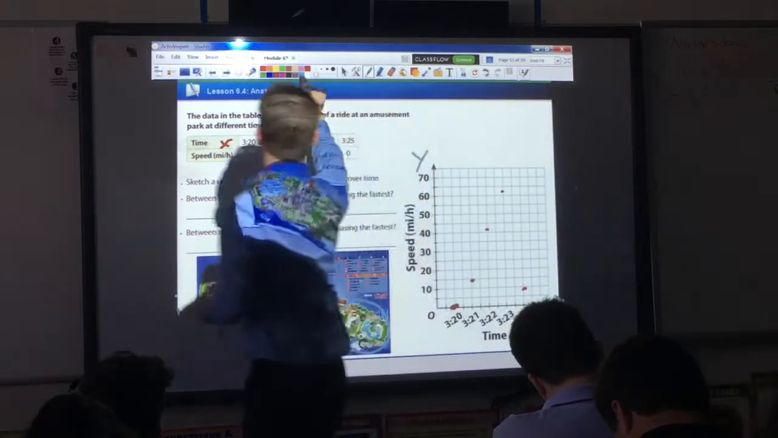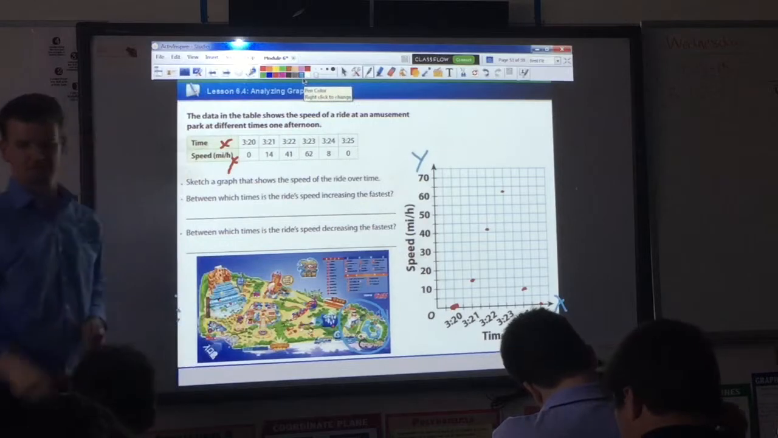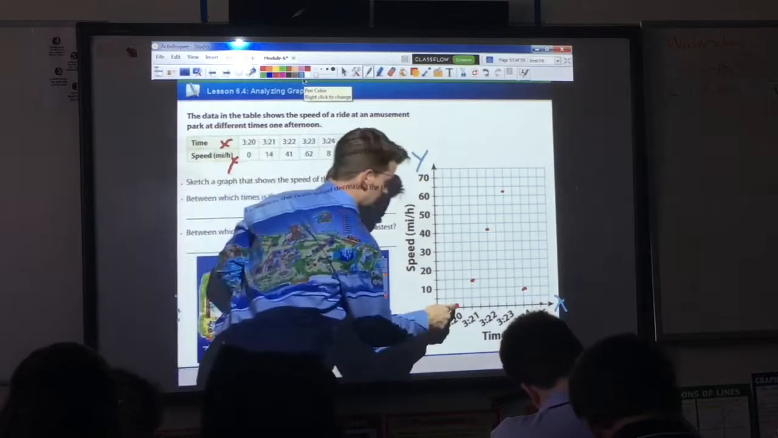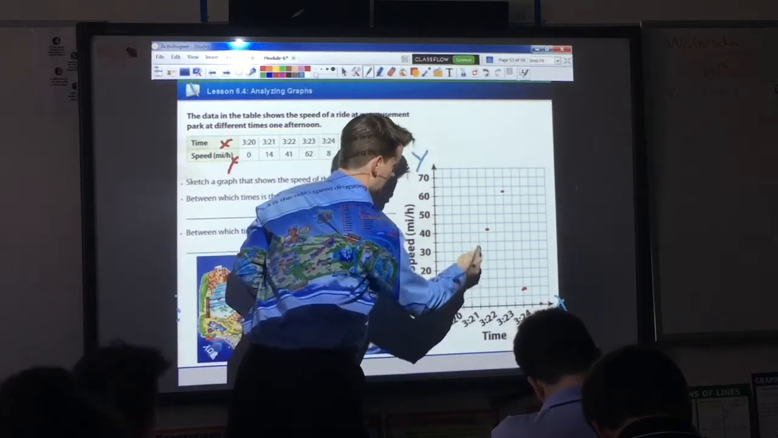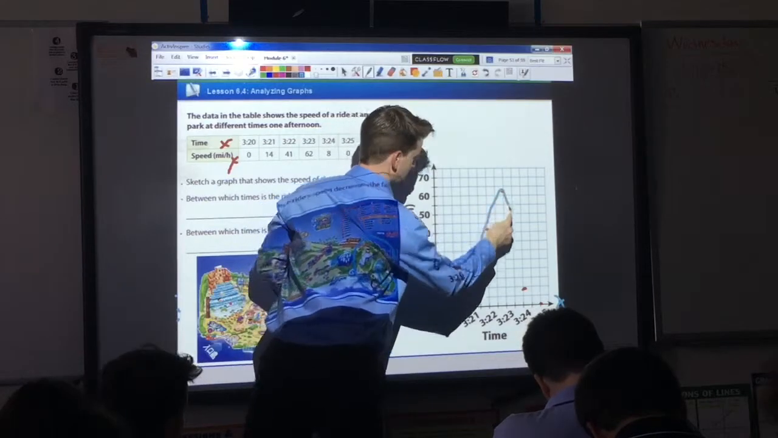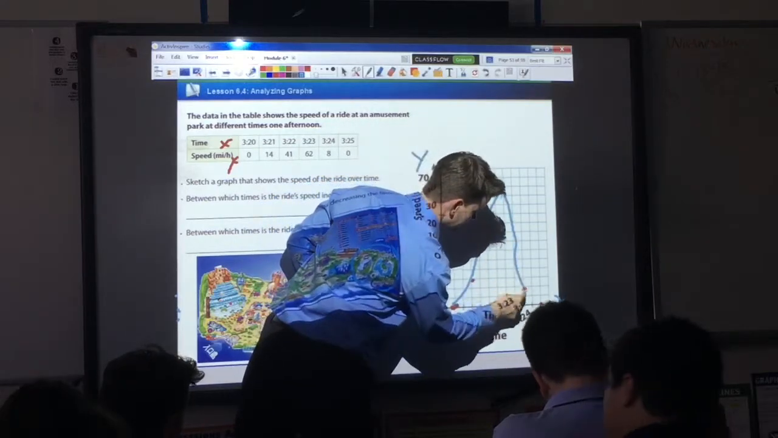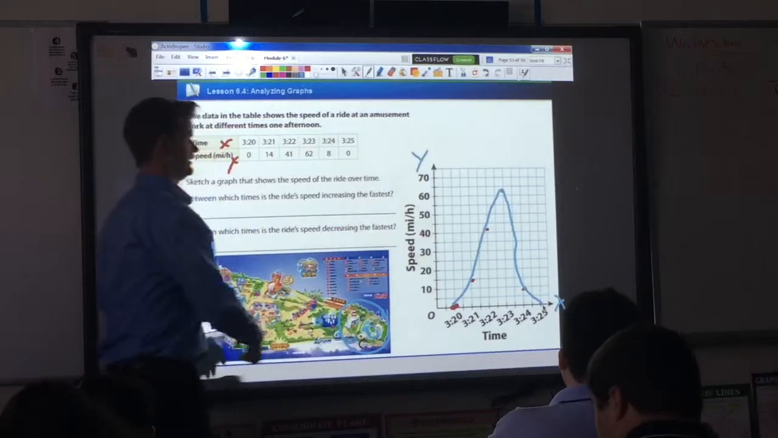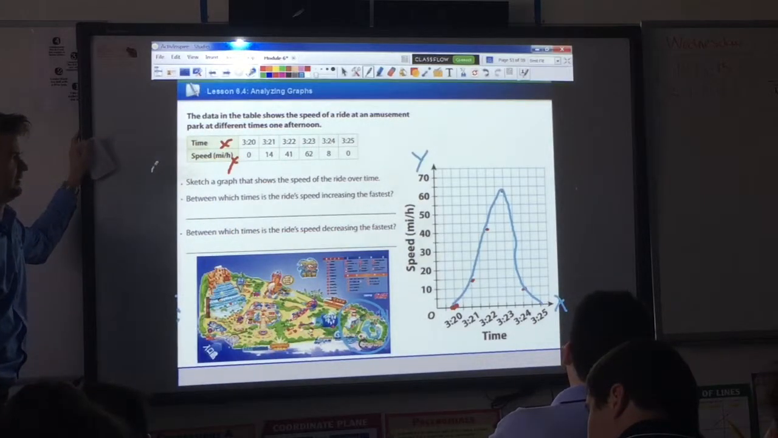Now I just have to connect those points with a what, guys? A line. So I connect them with a line, and this makes sense given the situation because a roller coaster goes fast, and then it begins to slow down as you approach the end of the ride.